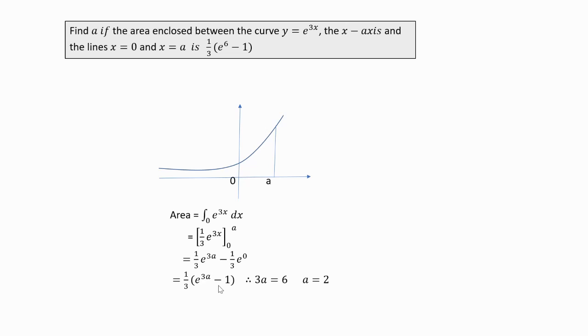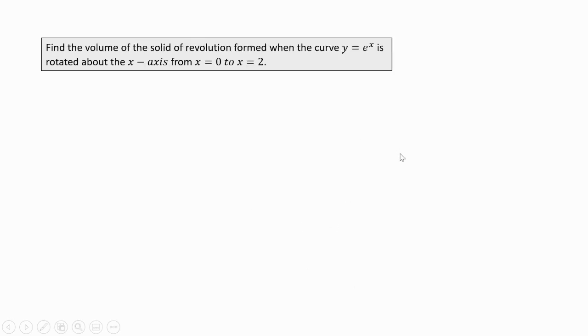And they've told us that it's equal to a third (e to the 6 minus 1). So clearly, what would a have to be? 3a is equal to 6. So a is equal to 2. Okay. So it is simple. And if you have a look at the past papers, they've all been fairly simple.